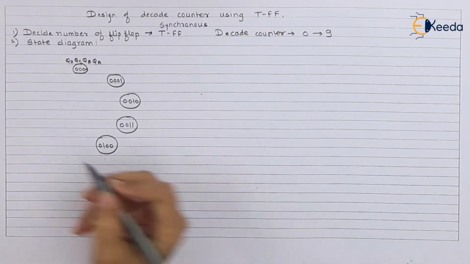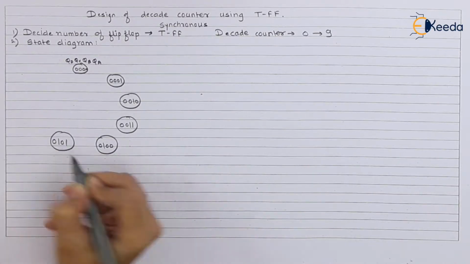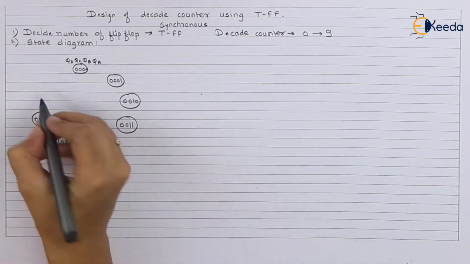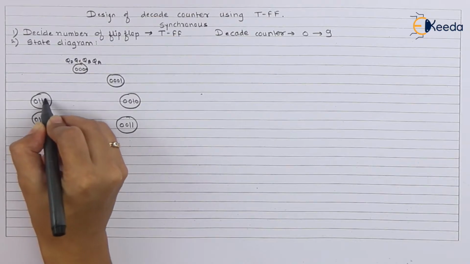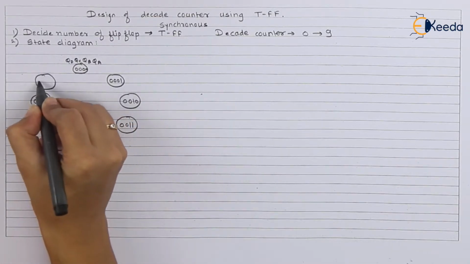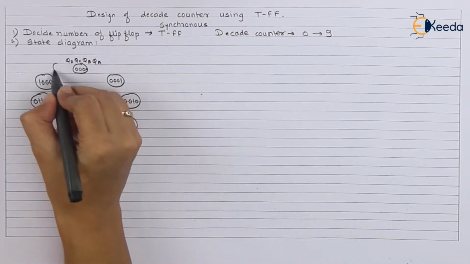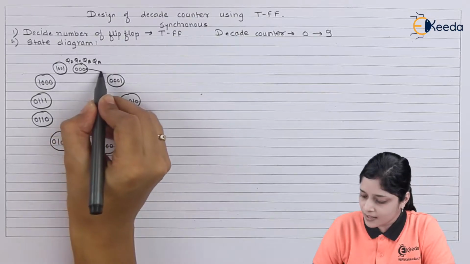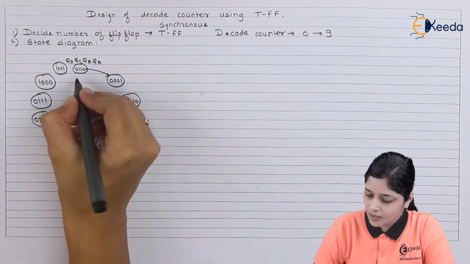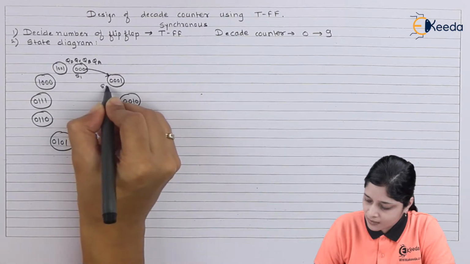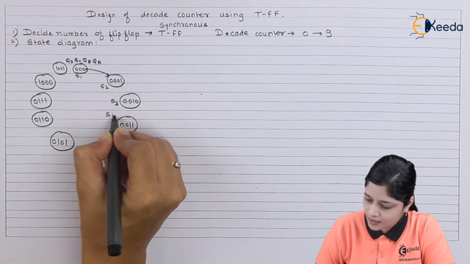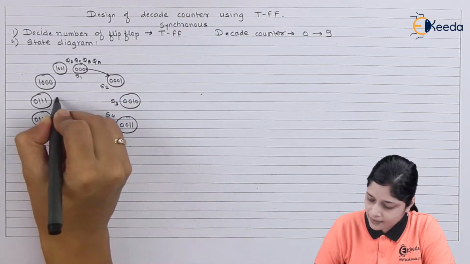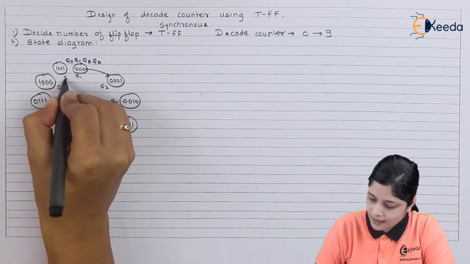this is your 4, 5, 6, 7, 8 and this is your 9. So in this way you have to draw the state diagram. This is your state 1, S1, S2, S3, S4, S5, S6, S7, S8, S9 and S10.